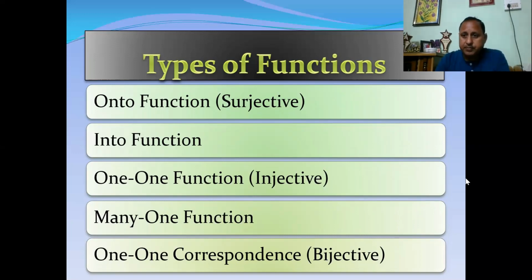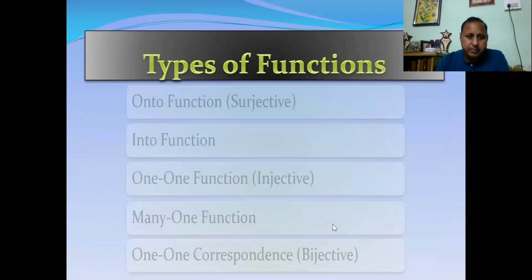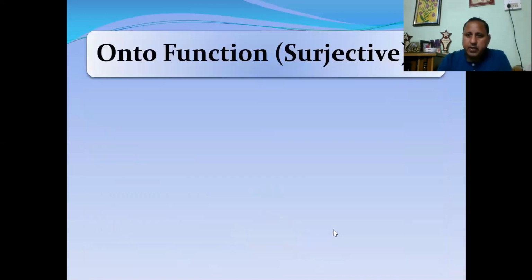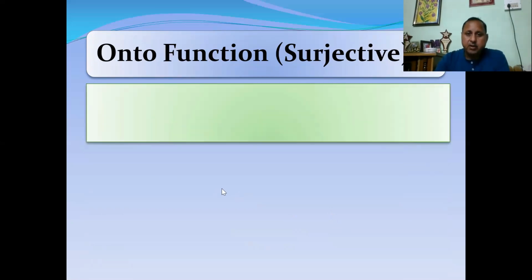So you can see that I have written five main types, but especially in +2, you will give main stress on onto function, one-one function, and the last one, one-one correspondence, that is bijective function. Okay, so let us discuss one by one. Onto function: what is onto function? Another name is surjective function. Let us see the definition of onto function.